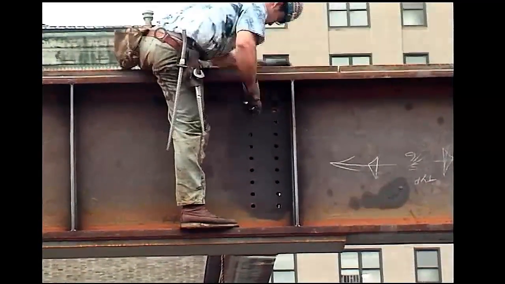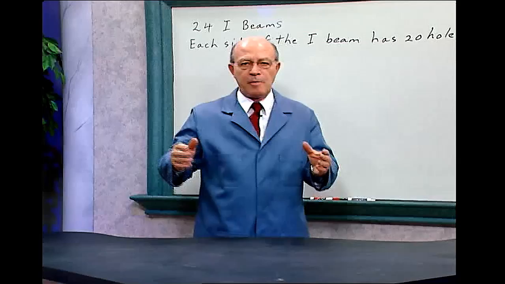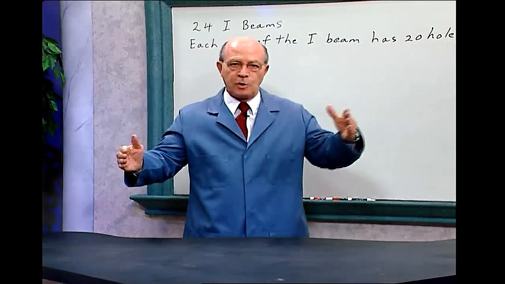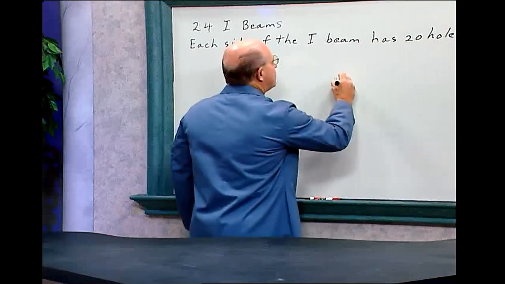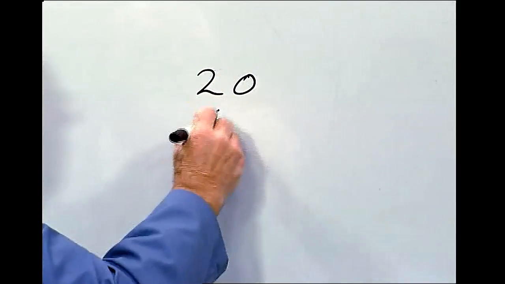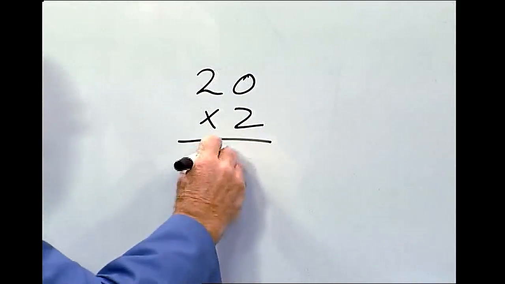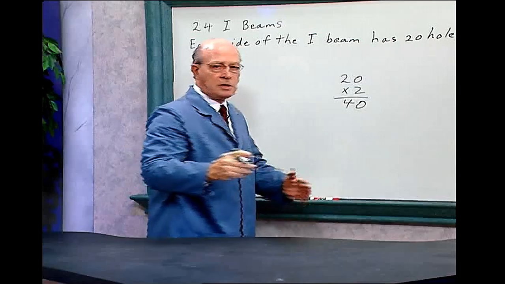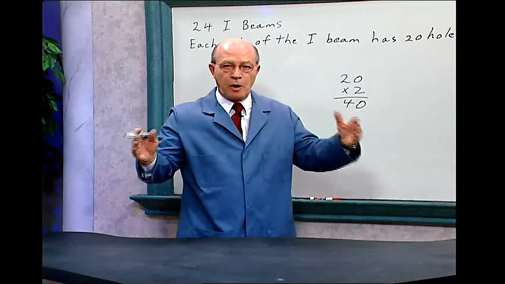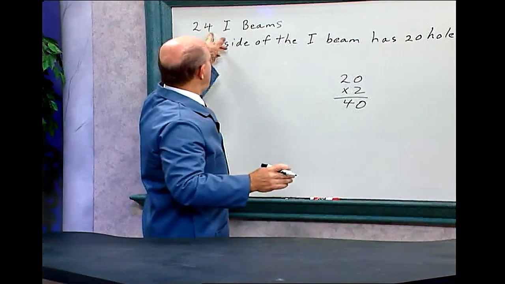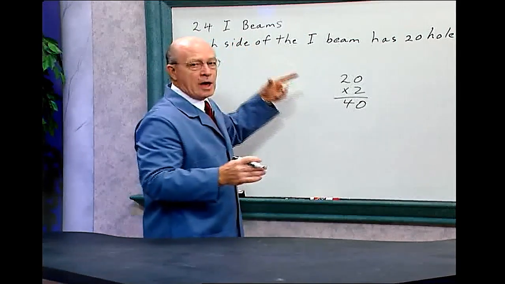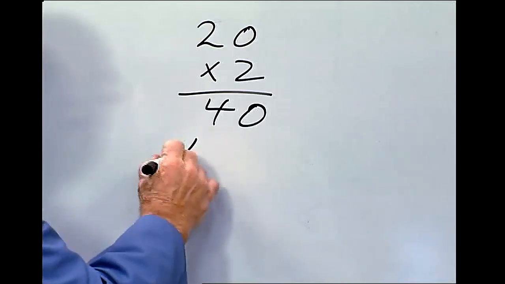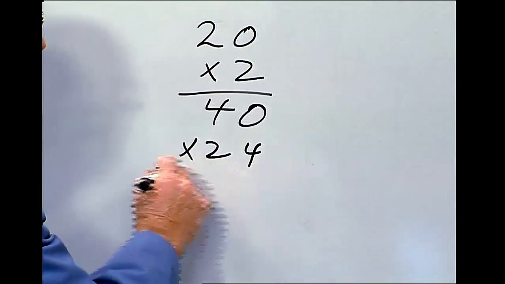Let's do the math. Each I-beam has 20 holes on one side and 20 holes on the other side. So we multiply 20 times 2 equals 40. So each I-beam needs 40 bolts. But there are 24 I-beams, so we want to figure out how many bolts we need for 24 I-beams. So we multiply that by 24.